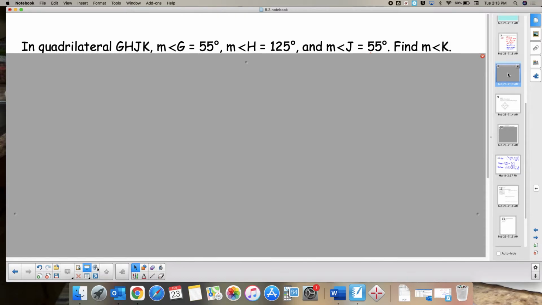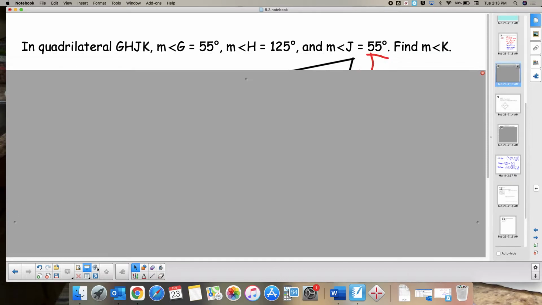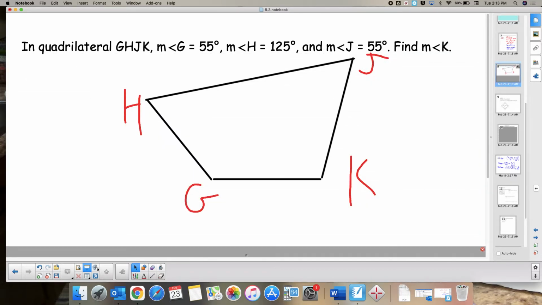It says, in quadrilateral GHJK, the measure of angle G is 55 degrees, H is 125, J is 55. It says find the measurement of angle K. If I look here, I have my quadrilateral. This is how I labeled it. Remember, it is just a quadrilateral. We don't know anything else about it. Angle G is 55. Angle H is 125. Angle J is 55. Angle K is what we want to find.